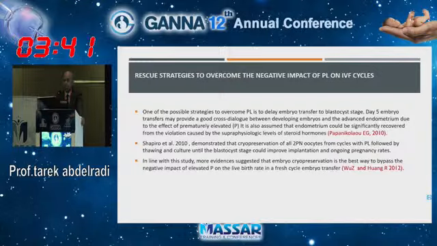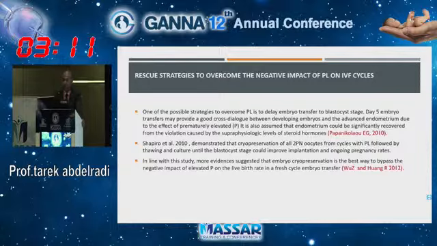Rescue strategies. One of the possible strategies to overcome premature luteinization is to delay the embryo transfer to the blastocyst stage. Day 5 embryo transfer may provide a good cross-dialogue between developing embryos and the advanced endometrium due to the effect of prematurely elevated progesterone. It is also assumed that the endometrium could be significantly recovered from the effect of ovulation induction by the supraphysiological level of steroid hormones.